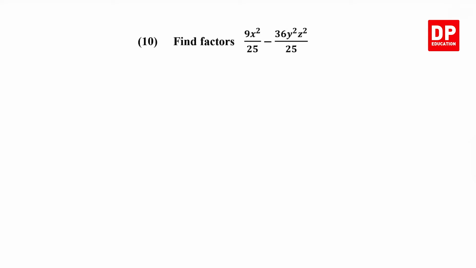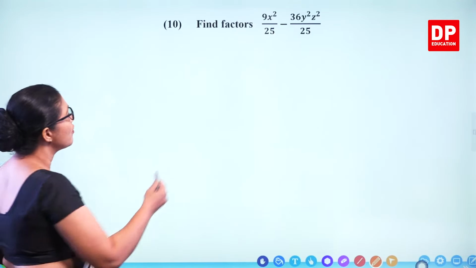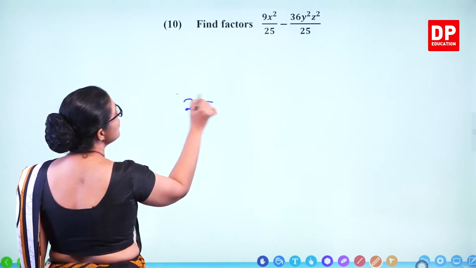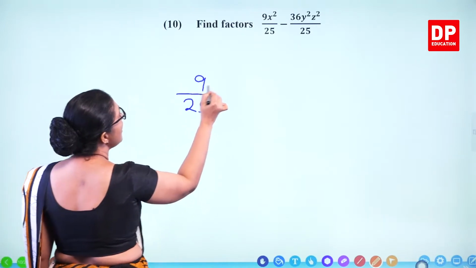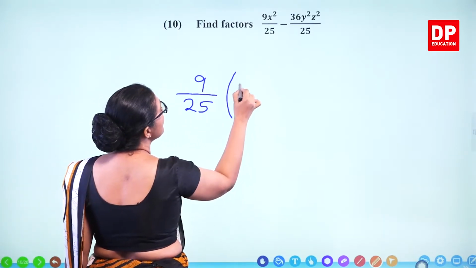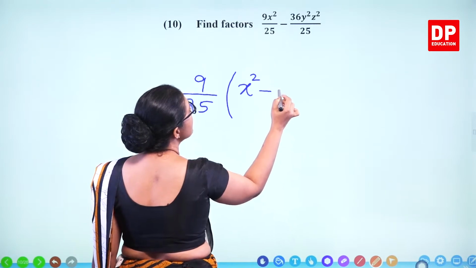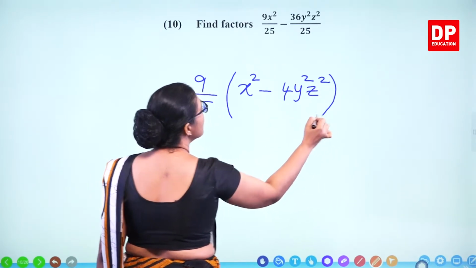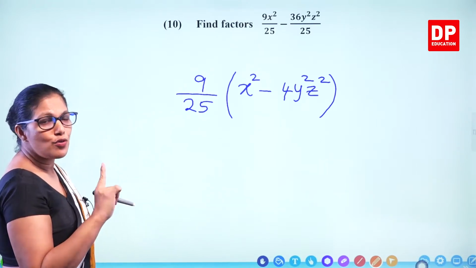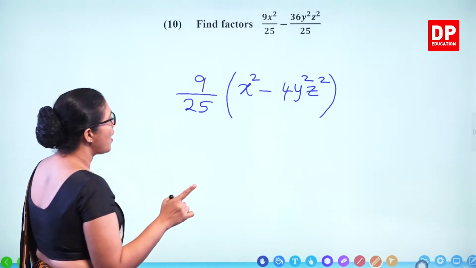Question number 10. Find factors. 25 is common. You can take 25 out from the denominator. 9 also common. Take 9 out. What's remaining? x squared minus 4y squared z squared. Now we know we can use the difference between two square terms.